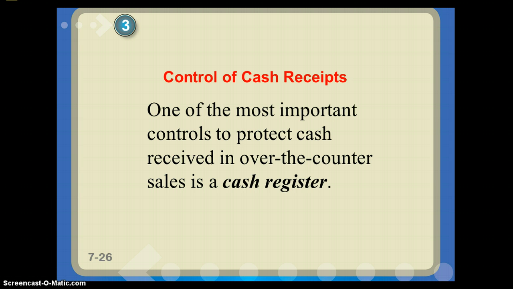We control cash through the use of the cash register. The cash register records over-the-counter sales. As you get a printed receipt, the cash register itself will keep a record of those receipts so that they can be matched against the actual cash received. When we did the journal entry to record cash versus sales, and then we had the cash short and over account, that's what comes up in this comparison of the cash register receipt to the actual physical cash counted in the register.